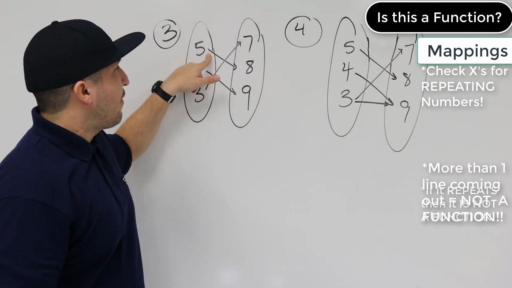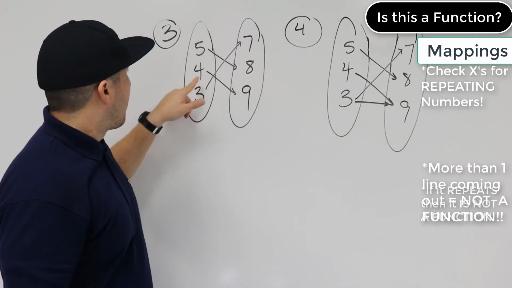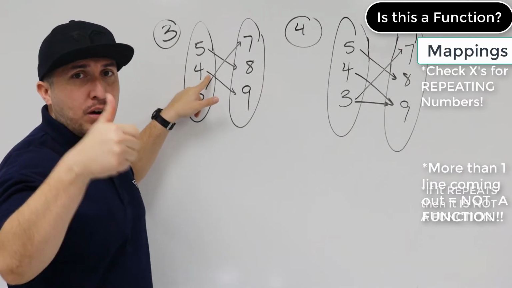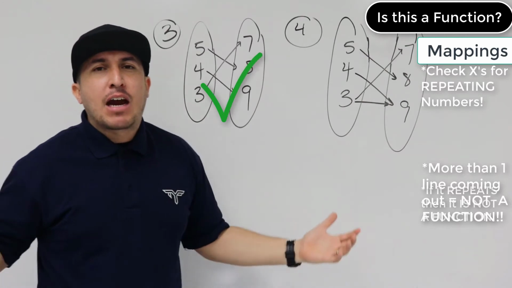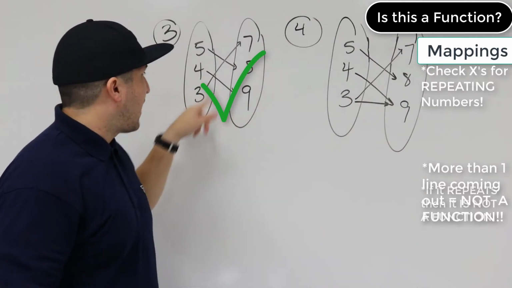Here we go. 5 only has 1. We're good. 4 only has 1. We're good. 3 only has 1. We're good. Again, I don't even care where he went. I just care that he's got that many lines.